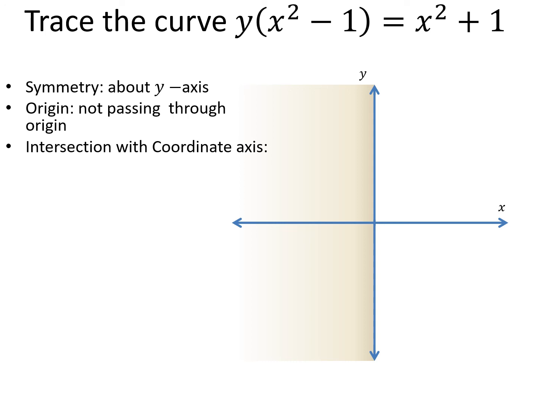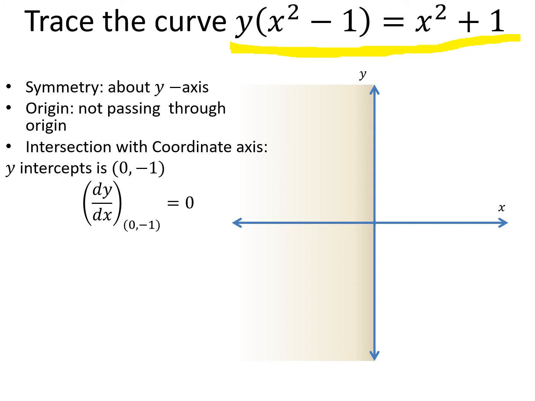Now the third rule, intersection with coordinate axis. For that we have to put y equal to 0 for intersection with the x-axis. So if you put y equal to 0 in this equation, we will get x as imaginary, because x square plus 1 equal to 0. That means no intersection with the x-axis. But if we put x equal to 0 here, then we will get y equal to minus 1. Means (0, -1) is the intercept with the y-axis. So we will take this point on the curve.